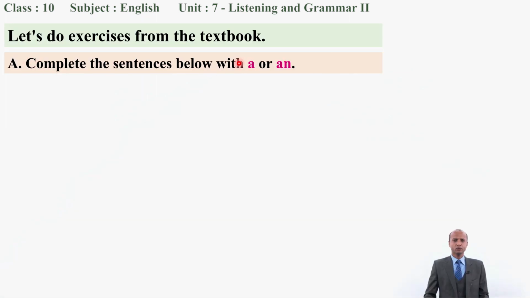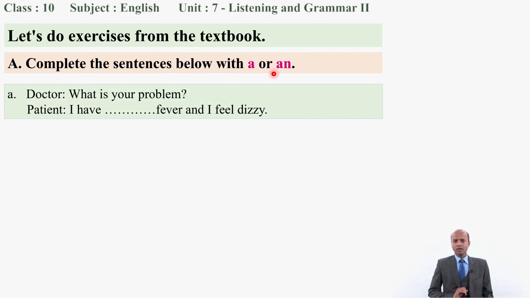Okay, so let's begin with this activity given under the Grammar 2 section of your textbook. Complete the sentences below with A or AN. Okay, so let's look at the first sentence there. There is a short dialogue between a doctor and a patient. What is your problem? Patient says, I have fever and I feel dizzy.